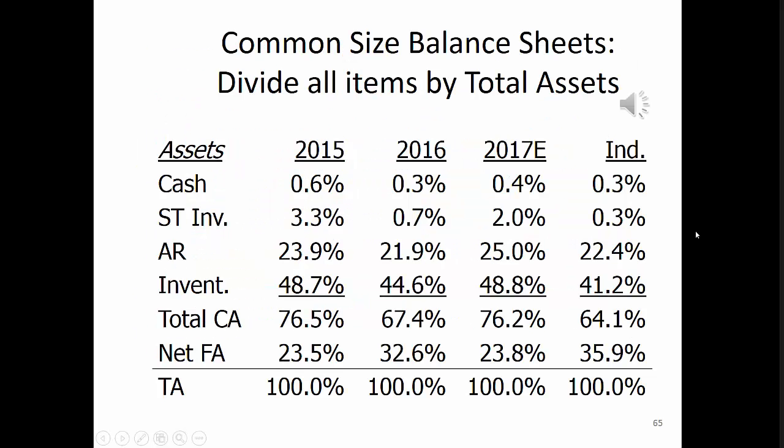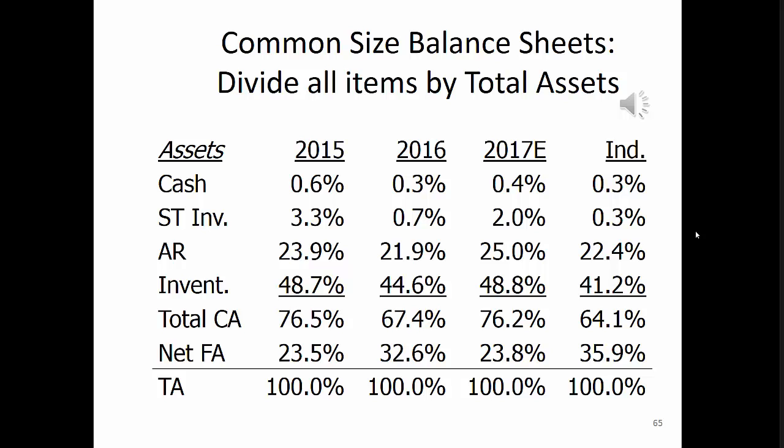Here we have a sample common size balance sheet. As we just mentioned, you want to divide every balance sheet item by the amount of total assets. So total assets here is always 100%. And then if you look at the inventory in 2015, the inventory is about 48.7% of the value of total assets.